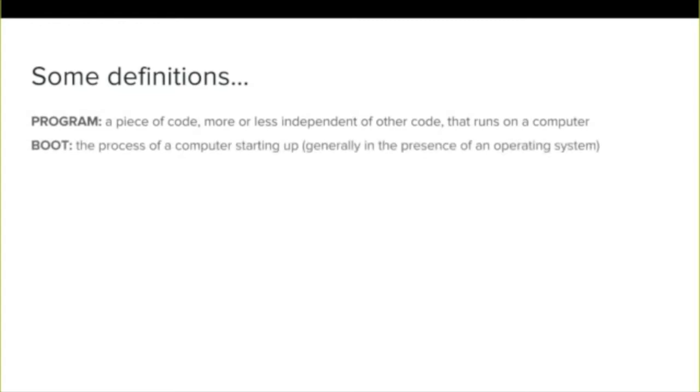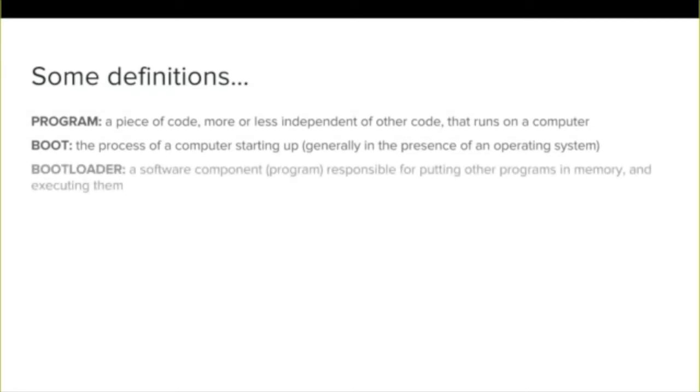Boot is the process of a computer starting up. Generally, we talk about booting in the presence of an operating system, like Windows boots, or Linux boots, or Mac OS X boots. But other things can boot too. A bootloader can be thought of as a very simple operating system. It basically has one primary function, and that is to load other programs. It doesn't do a lot of the stuff that other operating systems would do, like protect your memory and allocate resources. But it has features that are similar to the features found in operating systems. And a bootloader, like I mentioned, is a software component or a program that is responsible for putting other programs in memory and then running them.